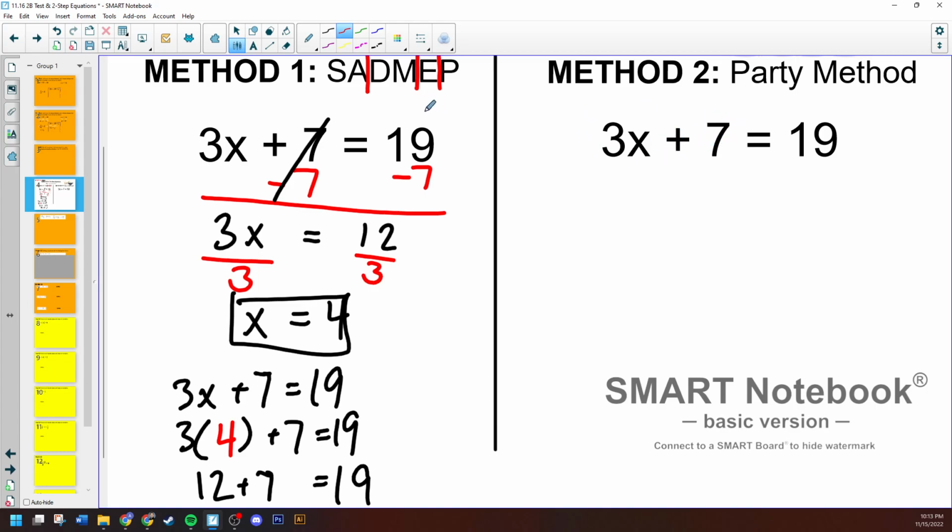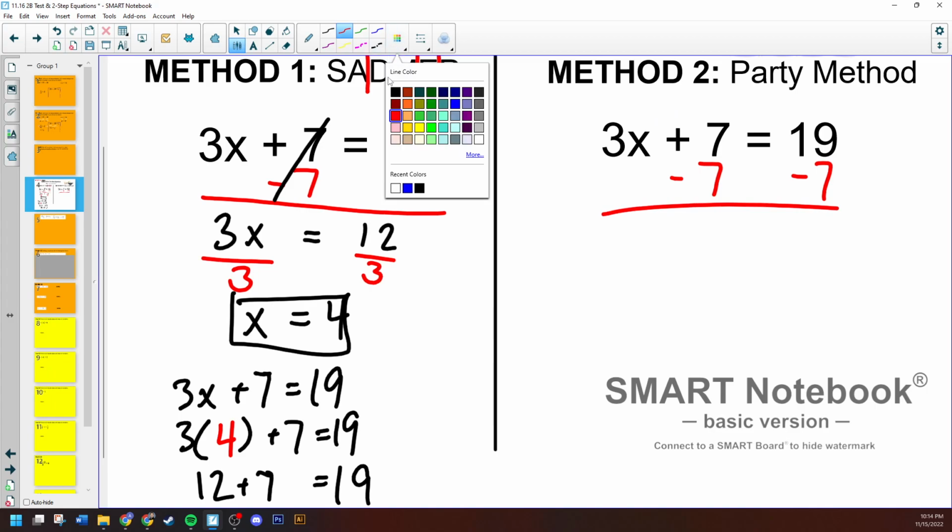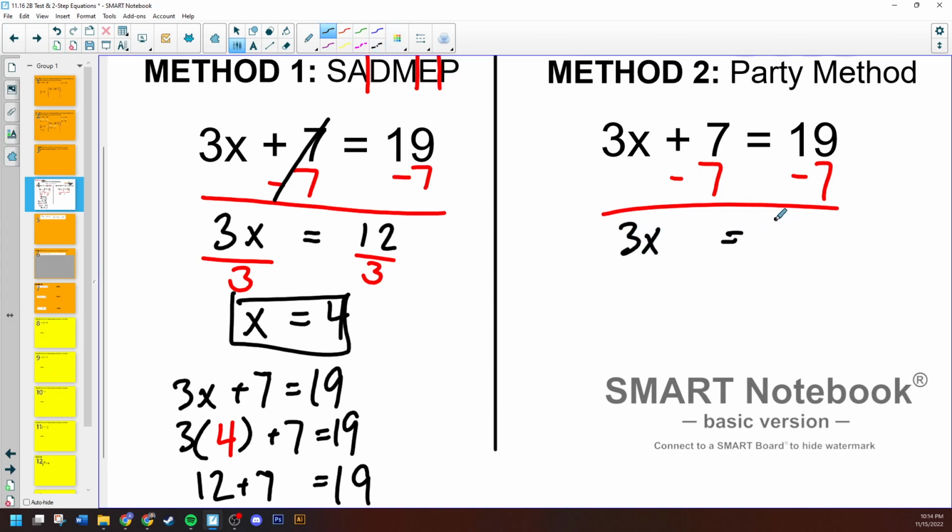So the party's all over, it's time to clean up, and so your best friend is going to stick around to clean up, which means we have to get rid of the other friend. Okay, they have to go home. So we're going to do that by subtracting 7 from both sides. And then we are left with 3x equals 12.